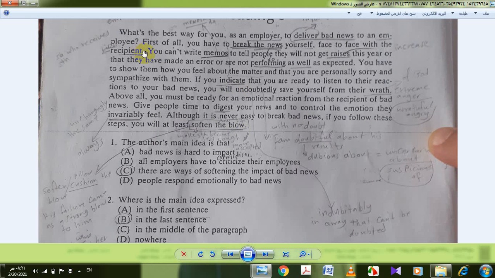So it is not the first sentence. It is the last, because the whole paragraph, all the sentences in the body of the paragraph, support the idea expressed at the end of the paragraph, which is that if you follow these steps, you will soften the blow. The blow of what? Of the reaction of the recipients of bad news, of course.